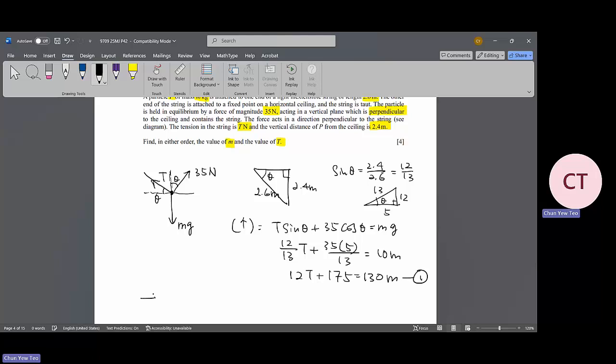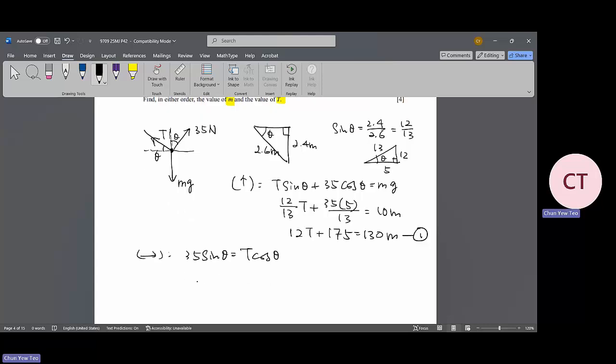Now I resolve the forces horizontally. I have 35 sine theta is equal to d cos theta. So actually d is equal to 35 tangent theta. Tangent theta, you refer to the right angle triangle, you actually have 12 over 5. That will be 7 times 12, 84 Newton.